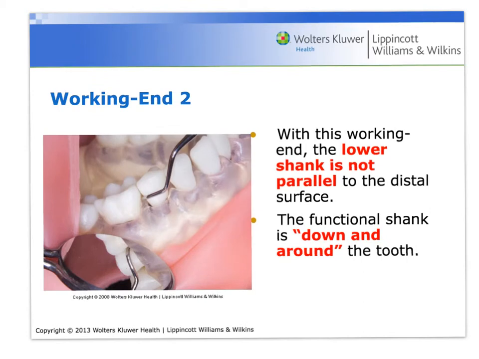And as depicted in this slide, just like in two slides before, where you're using the wrong end of the working end, the lower shank, this is the lower shank right here, is not parallel to the long axis of the tooth. It's actually more perpendicular. And the functional shank is down and around the tooth. So here's the functional shank.